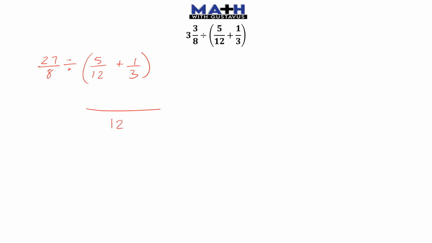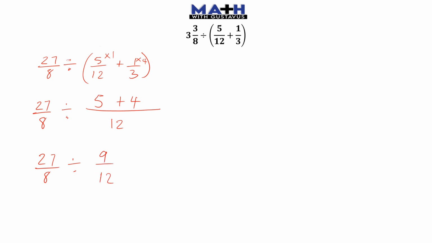Then we'll say 12 into 12, that goes one time. That's 5 times 1, that will give us 5. Then 3 into 12 goes 4 times, then we multiply 1 times 4, that will definitely give us 4. And then we can write back our first fraction, which is 27 over 8 divided by 5 plus 4 over 12. We can simplify this as 27 over 8 divided by 9 over 12.